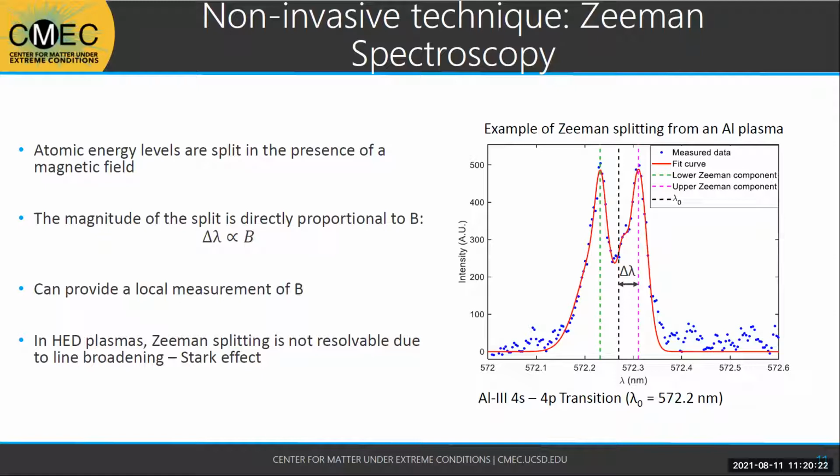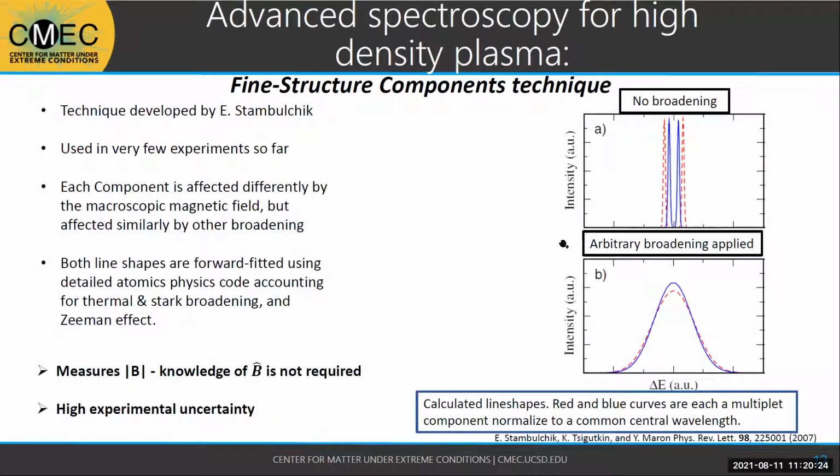First, the first one I'm going to talk about is the fine structure components technique, as I wrote here. This was developed by Evgeny Stambulchik at the Weizmann Institute, and it hasn't been used very much in experiments. It actually has a pretty high uncertainty associated with it. The way this works is it's not using any polarization, which I'll talk about next.